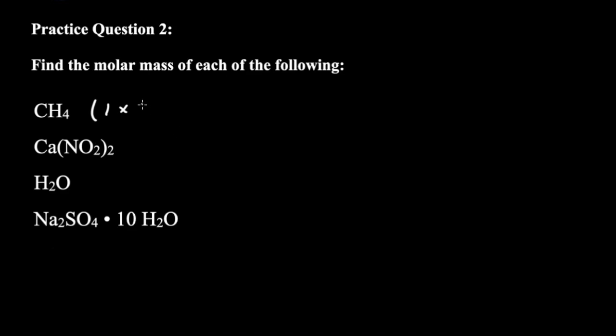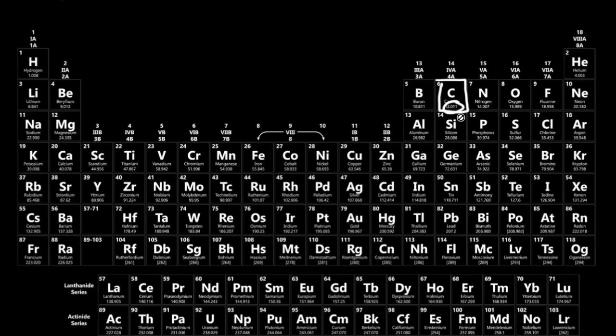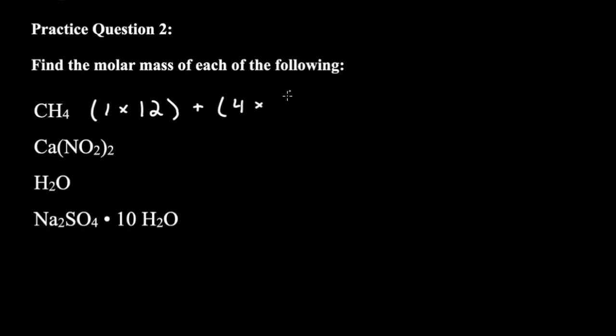So then you want to go to this carbon and put a 12 down, and then add that to the 4 hydrogens right here. So you want to do 4 times the mass of just 1 hydrogen. We'll look at hydrogen, and we'll see it's right here, and the number there is 1. So you want to do this 4 over here times 1, and that's going to be 16. And that 16 grams per mole is going to be the molar mass of CH4.